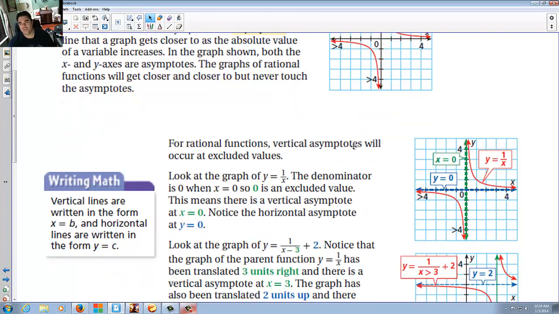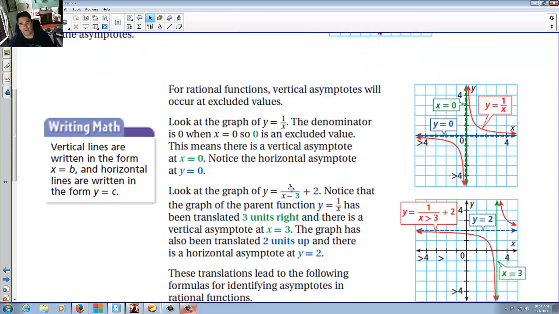For rational functions, vertical asymptotes will occur at excluded values. Look at the graph of y equals 1 over x. The denominator is 0 when x equals 0, so 0 is an excluded value. This means there is a vertical asymptote at x equals 0. Simply put, it can't cross this line. Notice that the horizontal asymptote is y equals 0. Now, why is that? I'm going to give you a hint. If there's no number added after 1 over x, then that's going to be the horizontal asymptote.